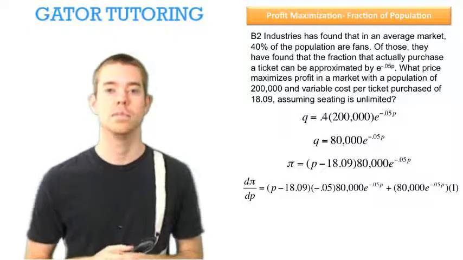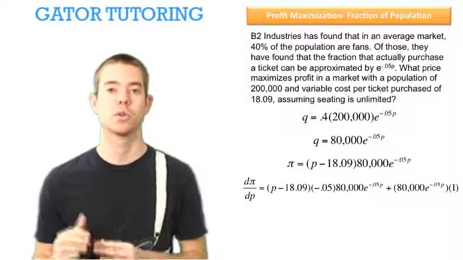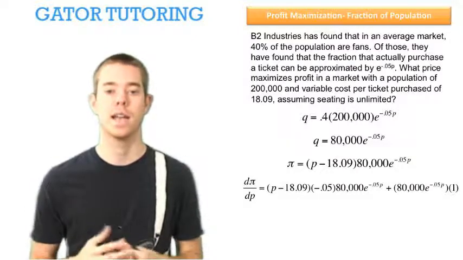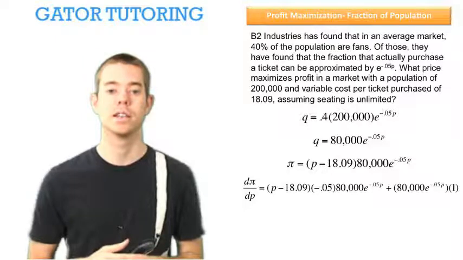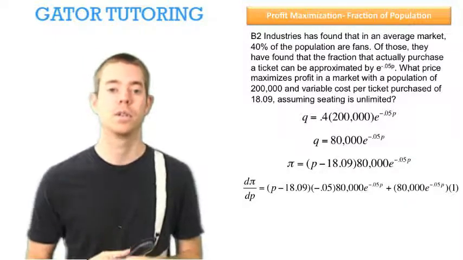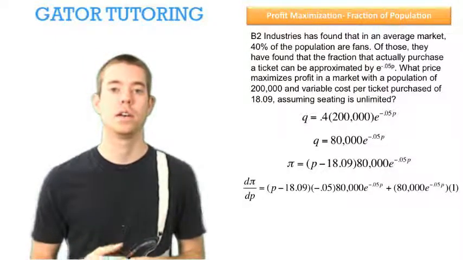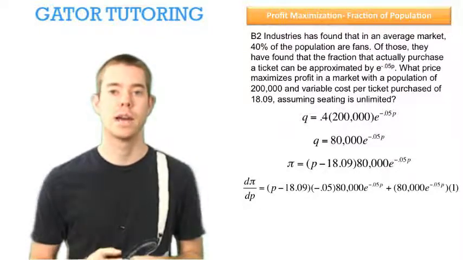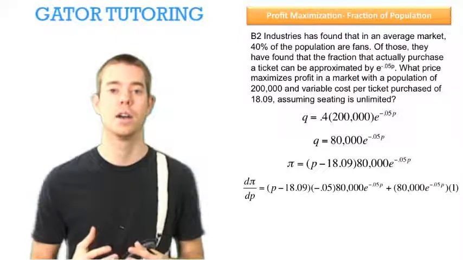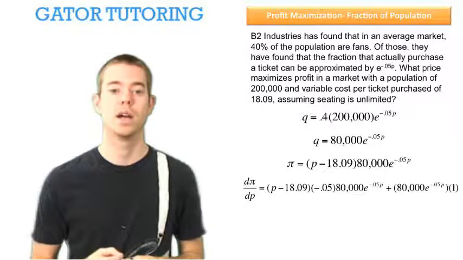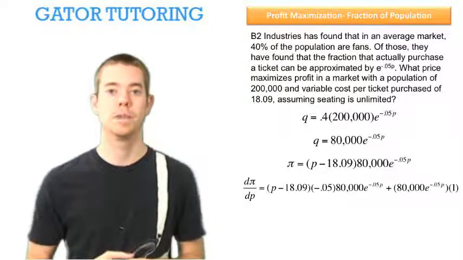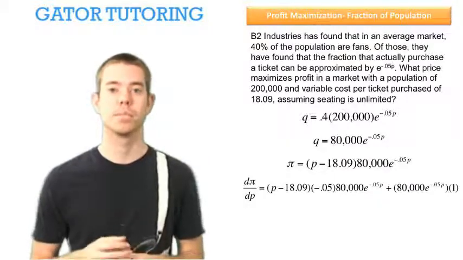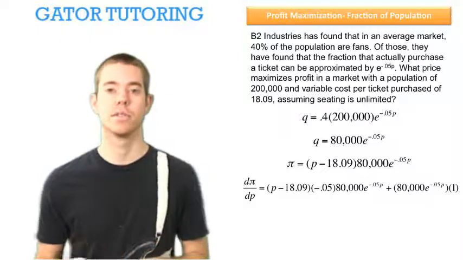P minus 18.09, just first, times the derivative of second, and that second thing is 80,000 e raised to the negative 0.05p. When we take the derivative of that, the coefficient on the variable in the exponent p comes down and is multiplied to the coefficient of the whole thing. So negative 0.05 is multiplied by 80,000, which we then rewrite e raised to the negative 0.05p. That's the derivative. Plus second times the derivative of first.